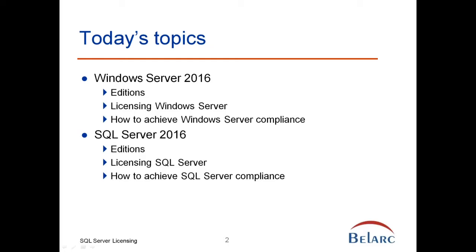So we'll be going over the different editions of Windows Server and how to license it. And then we'll do the same thing for SQL Server. We'll go over its editions and how they're individually licensed. And then we'll go through a model license compliance process. The slide here says that we'll do that for both Windows and SQL Server. But we'll shorten things a bit today and just do that for SQL Server. The compliance processes are largely the same for both products, so it'll save a little time.